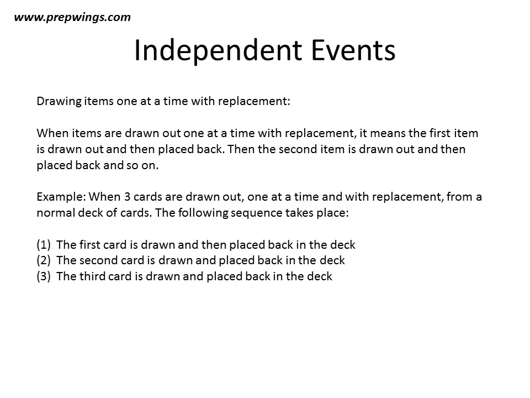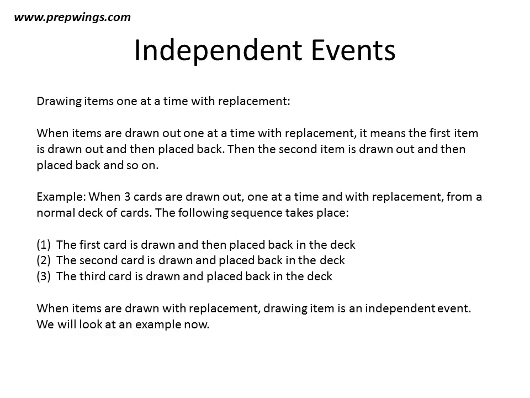An example: when three cards are drawn out one at a time with replacement from a normal deck of cards, the following sequence takes place. The first card is drawn and then placed back in the deck. Then the second card is drawn and then placed back in the deck. And the third card is drawn and then placed back in the deck. So this is how the sequence takes place when we withdraw anything with replacement.